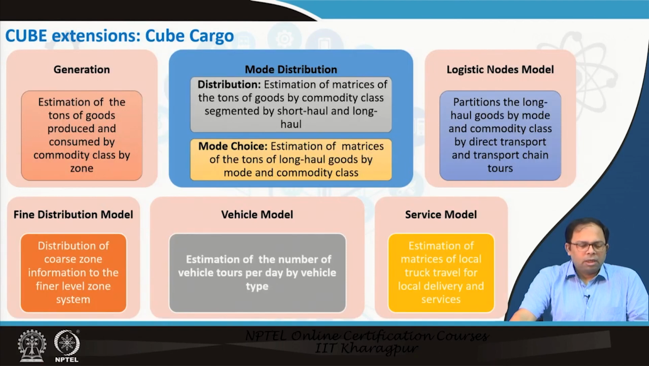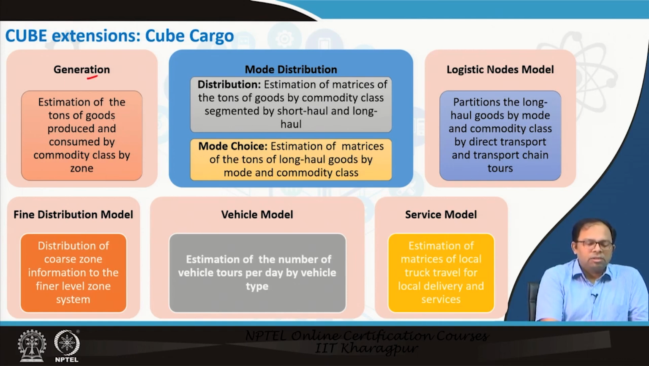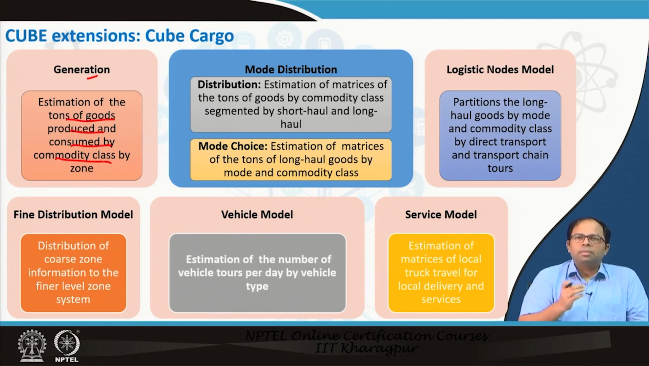So what are the different components? The first is cargo generation. We estimate cargoes in tons of goods produced and consumed by commodity class by each zone. So for each zone there is production of certain commodities and consumption of certain commodities. We actually model the commodities. We don't model truck flows, we model the commodity flows. So this is one form of model. We can also have truck flow models as well.